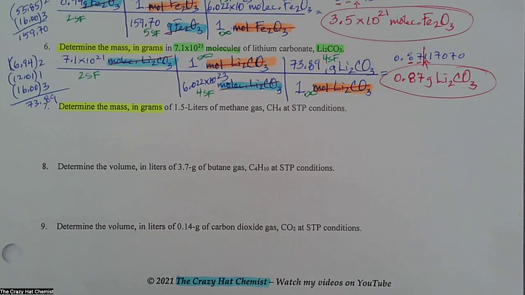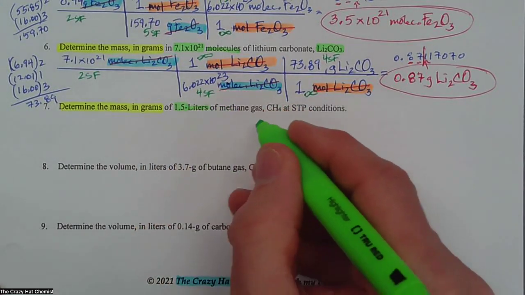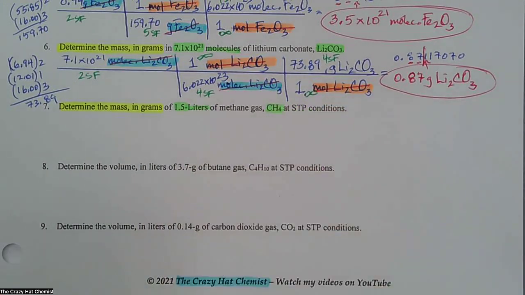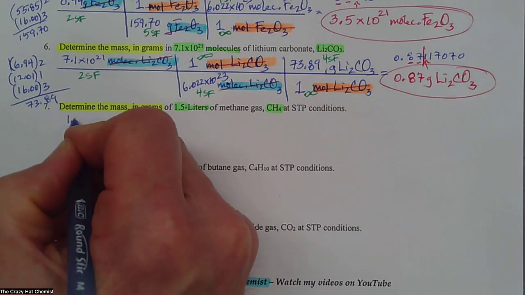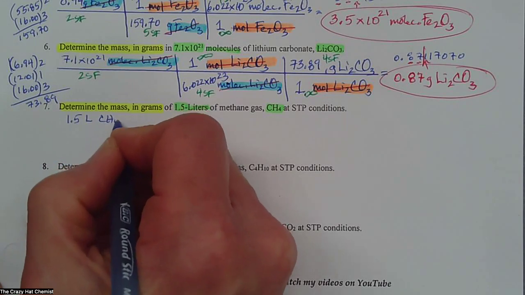Yep. And what do I have? We have a number, 1.5. We have units of liters. We have methane gas, CH4 at STP conditions. So we're going to start off with our number, 1.5, our units, liters, our formula, CH4.